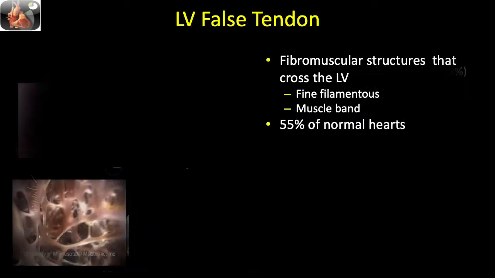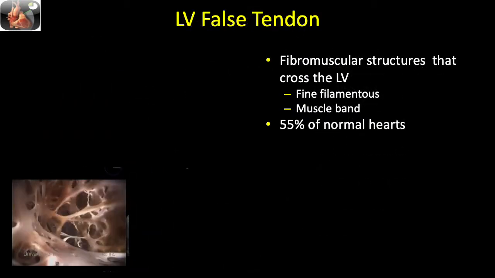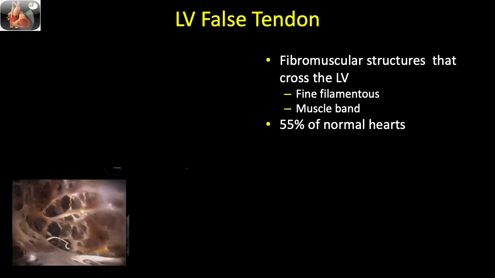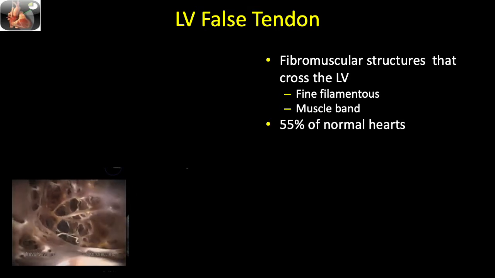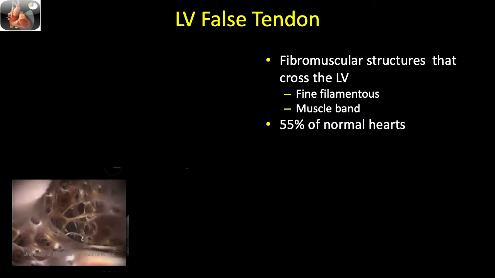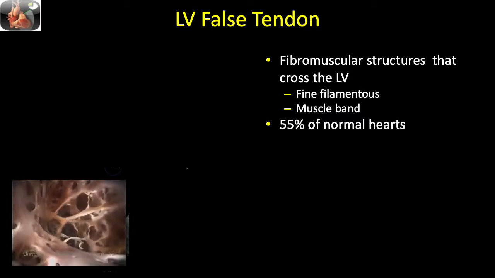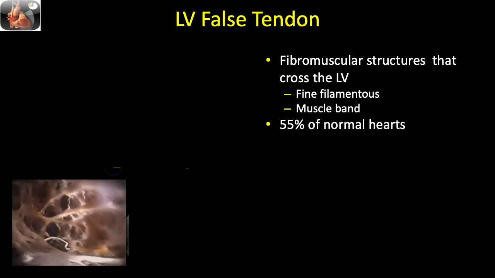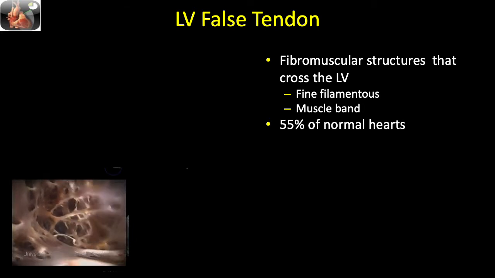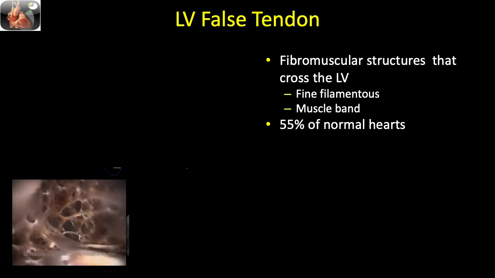Left ventricular bands or false tendons are fibromuscular structures that cross the left ventricular cavity. Left ventricular bands may pass between papillary muscles or free walls, from papillary muscles to the interventricular septum, or from the free wall to the interventricular septum.